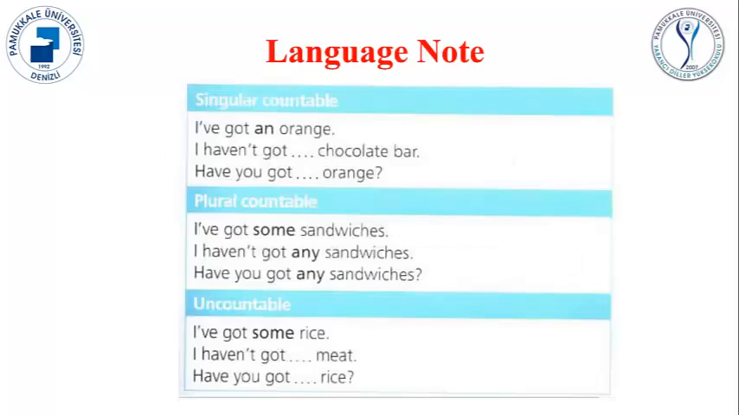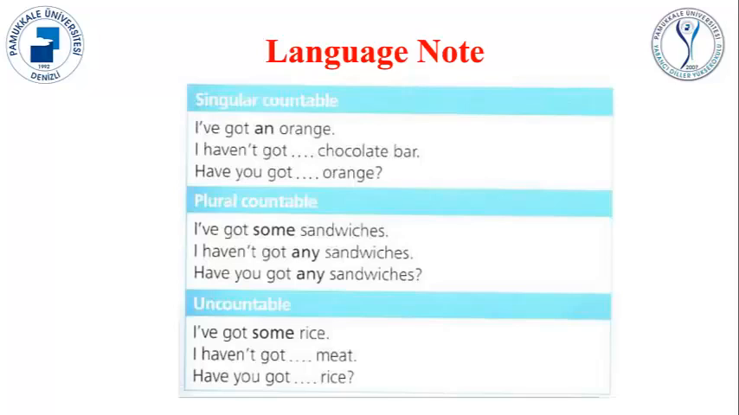Singular countable nouns, we use an if there is just one countable noun. I've got an orange, and I haven't got a chocolate bar, because we just use a chocolate bar. And have you got an orange? Do you remember this? An orange.